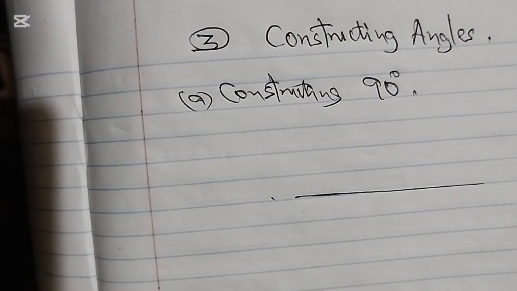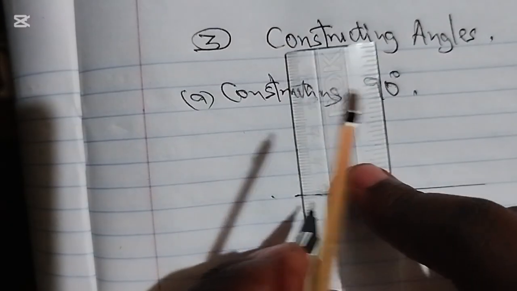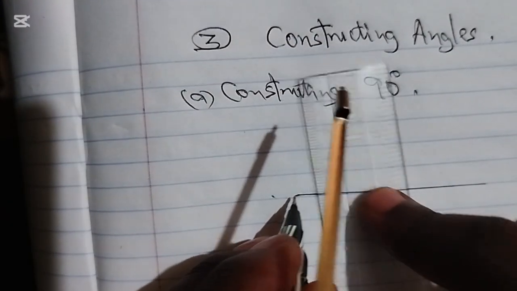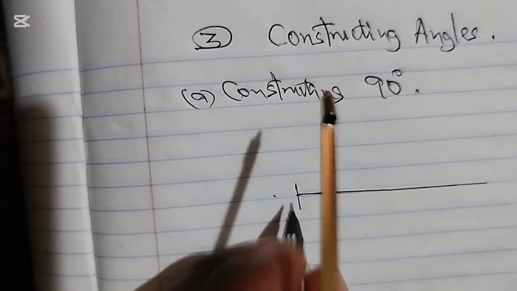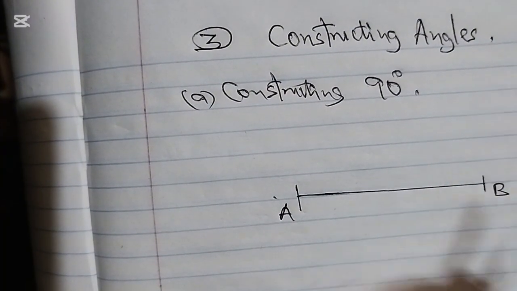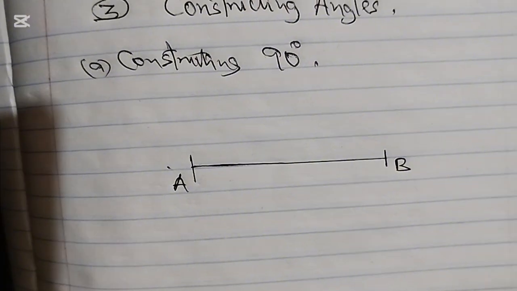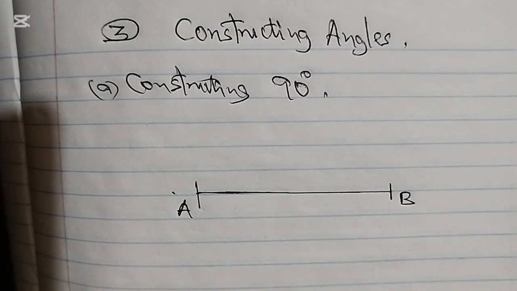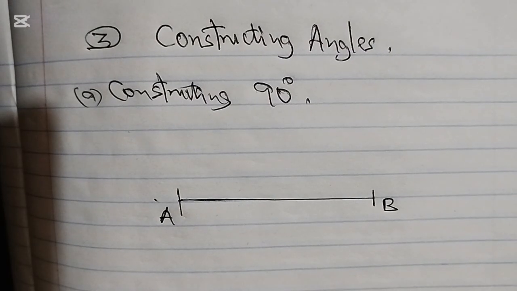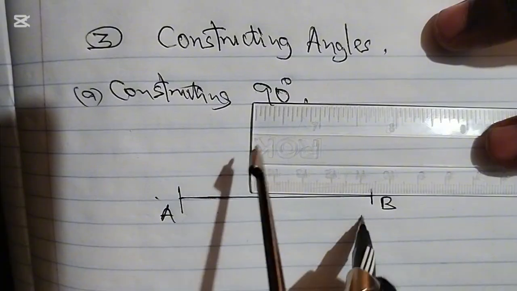I've drawn my line. This is my line AB. I can call it line A, line B. Line AB. I want to construct 90 degrees at point B. Now to construct 90 degrees at point B, I'm going to extend this line, this part at B here. I'm going to extend this line to the other side.